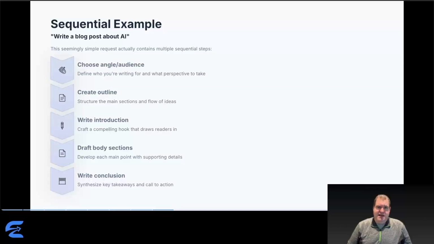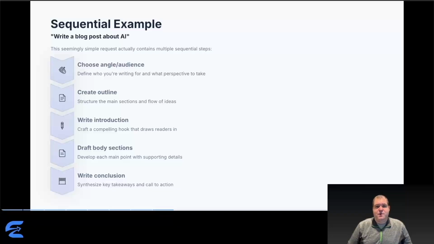Let's look at a sequential task. Someone says, write a blog post about AI. Seems simple, right? But that request actually contains at least 5 distinct steps. First, you need to choose your angle and audience. Are you writing for beginners or experts, technical or accessible? This decision shapes everything that follows. Then you create an outline, the structure and flow of ideas. Then you write the introduction, the compelling hook that draws readers in. Then you draft the body sections, developing each main point with supporting details. Finally, you write the conclusion, synthesizing the key takeaways.